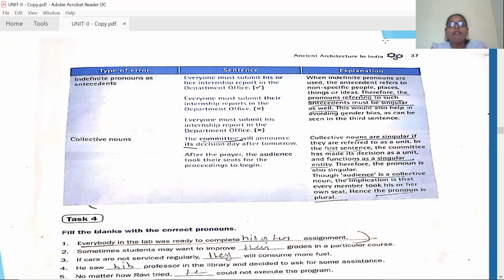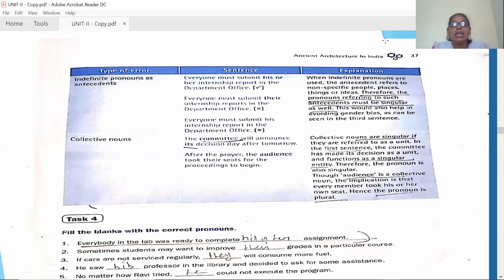So, everyone must submit. When you are talking about indefinite pronouns, you need to make the pronoun agree with the indefinite antecedent. Everyone must submit. You are making an indefinite antecedent, everyone. So the pronoun should be like, his or her internship report. You shouldn't write everyone must submit their. Everyone must submit his or her internship report in the department office.